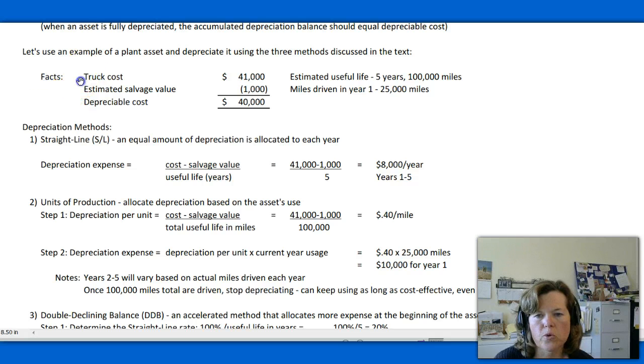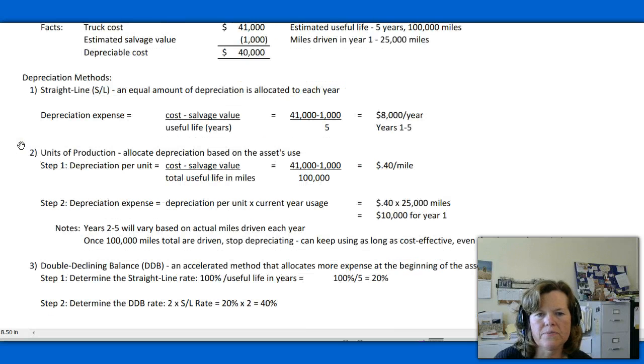We have a truck that costs $41,000, estimated salvage value of $1,000, so we expect it to be worth that when we're done with it. So we're going to drive it a long time, 5 years, I guess, and we're going to work it hard. The depreciable cost, $40,000 then, cost minus salvage value. The estimated useful life, 5 years, 100,000 miles, again, driving it hard. Miles driven in year 1, we're told, is 25,000 miles. Okay, so we've got 3 different methods here.